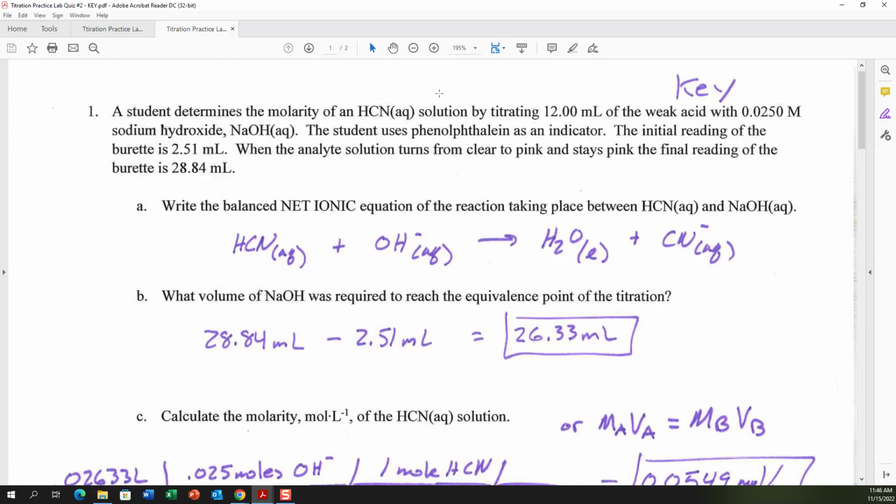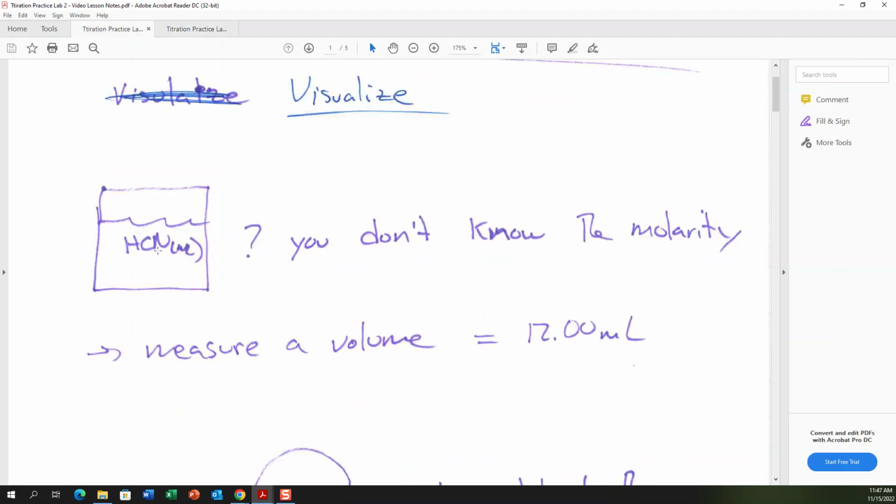All right, so first question, we want to determine the molarity of a hydrocyanic acid solution. We take 12 milliliters of that solution and we're going to analyze it by titrating it with sodium hydroxide. Now the molarity of sodium hydroxide is 0.025 molar. So if we're visualizing what we're doing, we have HCN, hydrocyanic acid. We've got a big old tub of it, but we don't know its molarity. That's what we're trying to figure out.